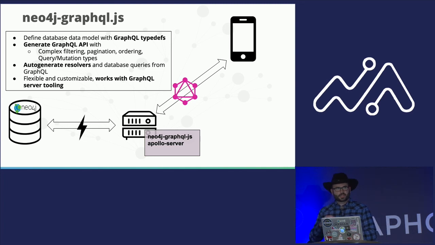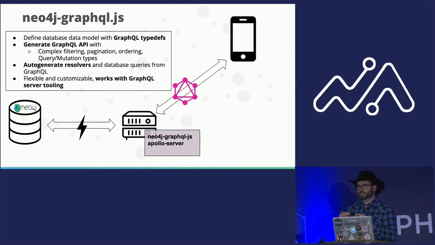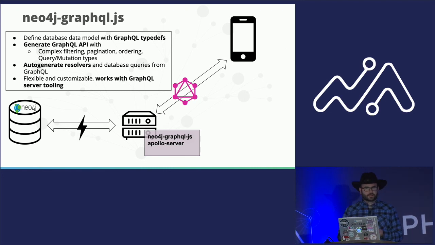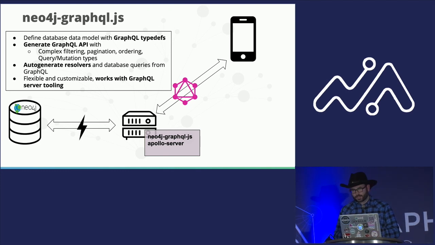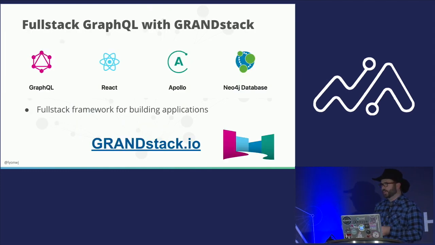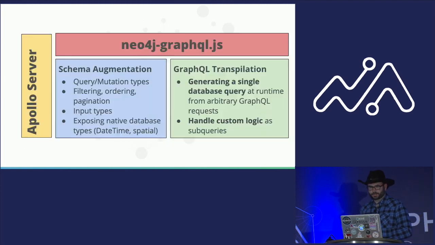So the goal of this library is to make it easy to build that layer between your client and the database. We do this by taking GraphQL type definitions to drive the database model, generating a GraphQL API, auto-generating mutations and queries and resolvers for data fetching, so you don't have to write boilerplate data fetching code, and also being as extensible as possible so you can have custom logic in that layer as well. We bundle this up in what we call Grand Stack, which is GraphQL, React, Apollo, Neo4j database, a full stack framework showing how all the pieces fit together. If you hear anyone talking about Grand Stack, this is what they're talking about.